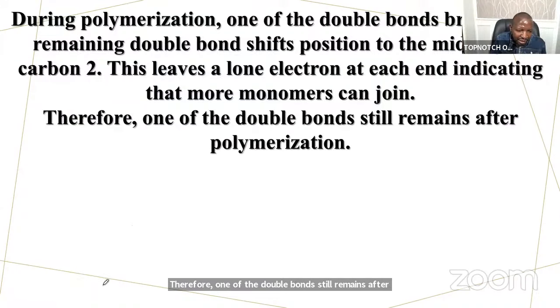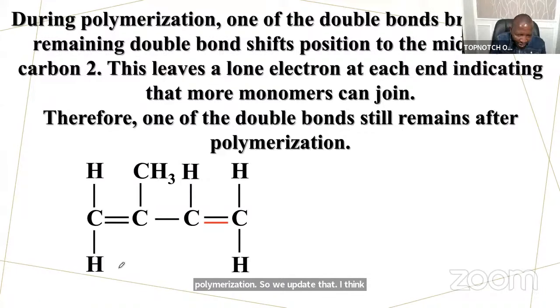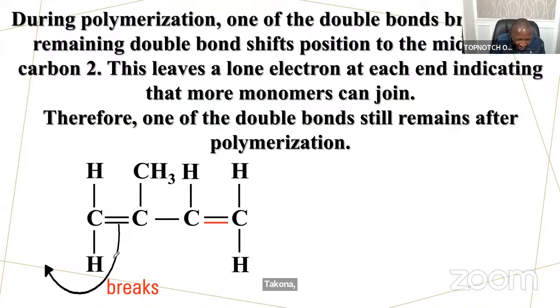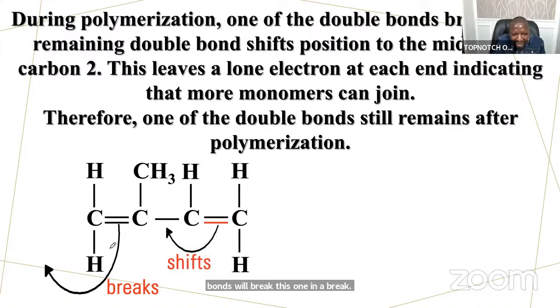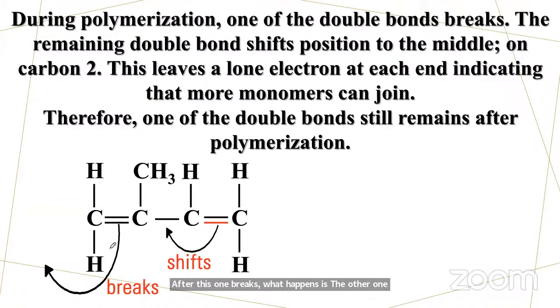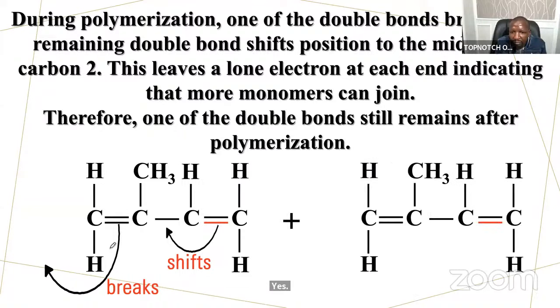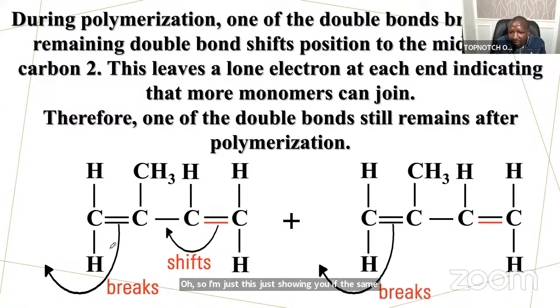So we have this, I think you are seeing it. What happens is that one of these double bonds will break, this one, it may break. After this one breaks, the other one will shift to the middle. Are you seeing what I'm doing? Yes, sir. If it breaks, we are going to have something like this. I'm just showing you. This is the same thing. That one breaks. I want to believe you're seeing. One of them breaks.